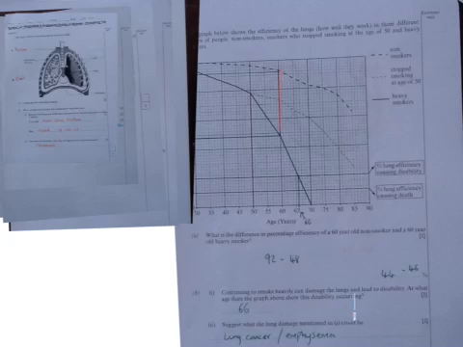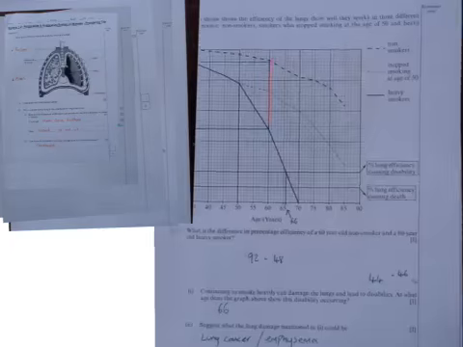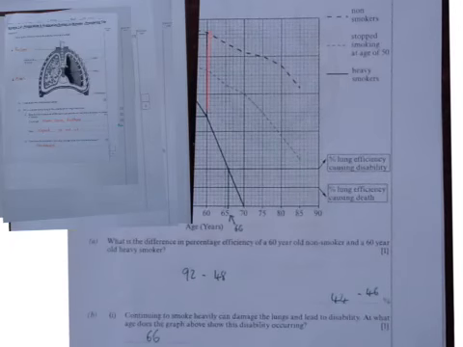Continuing to smoke heavily can damage the lungs and lead to disability. At what age does the graph show this disability occurring? Well, if we look at the graph, it says there, percentage lung efficiency causing disability. That's this line here. So if we just trace this line back to the heavy smokers, it's going to be around about 66. So that's why it's 66 there.